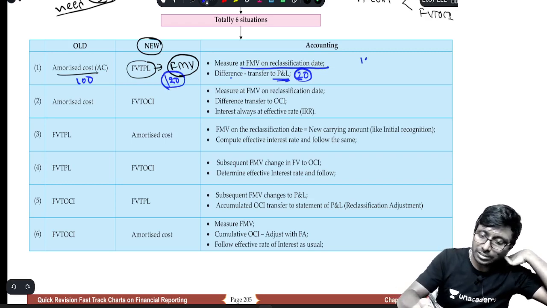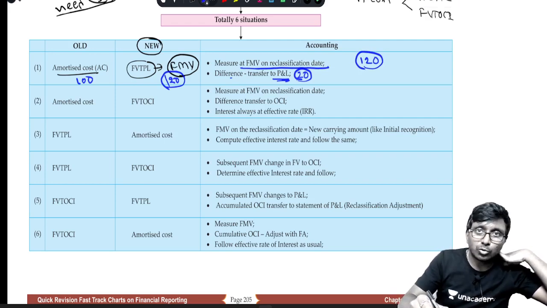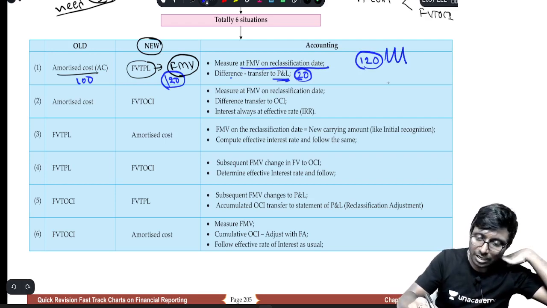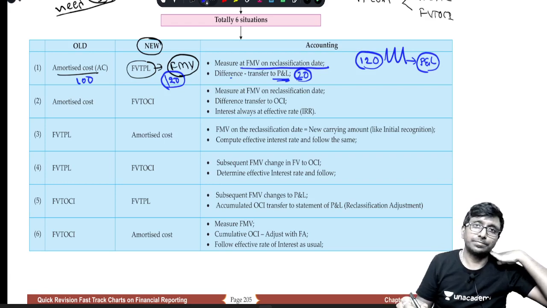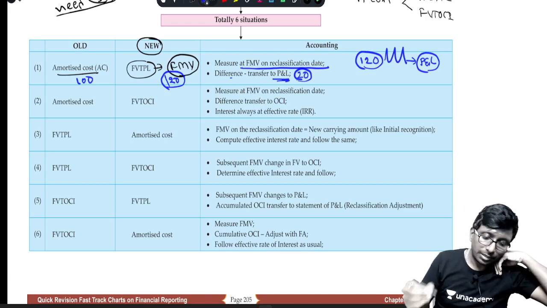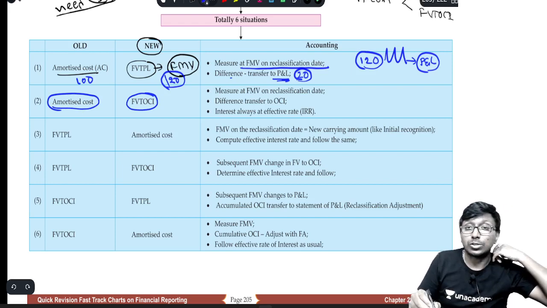So from now onwards, the book value is equal to 120. It is the new FVTPL classification. Any fluctuation, gain or loss, up and down, will be routed through P&L from the date of reclassification. Clear? Done. Next. Sir, it was amortized cost, but I am moving it to FVTOCI.